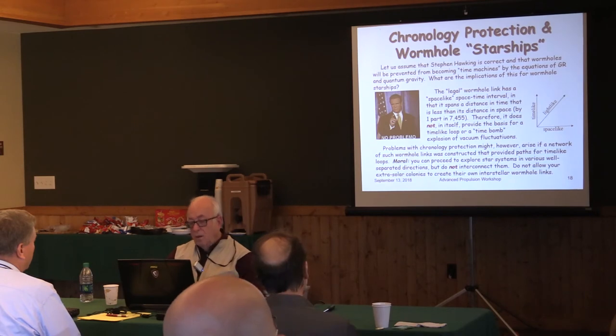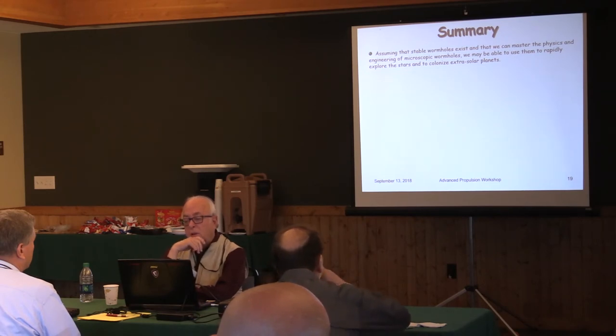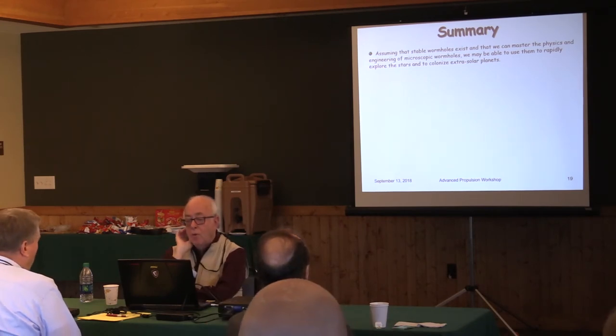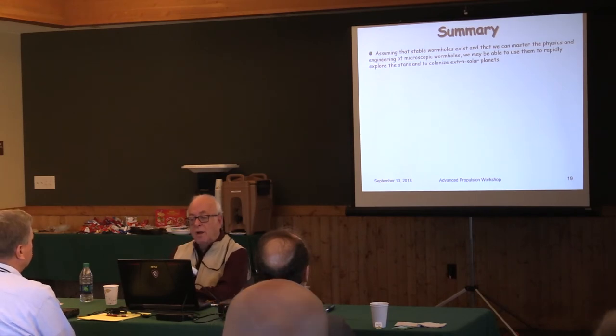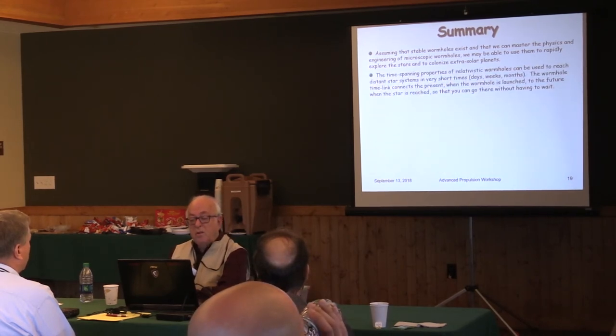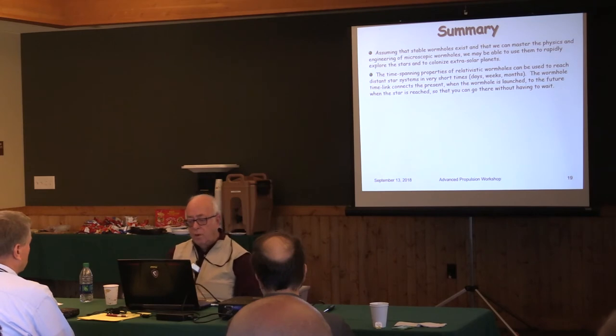Okay. So, in summary, assuming that stable wormholes exist and that we can master the physics and engineering of microscopic wormholes, we may be able to use them to rapidly explore the stars and colonize interesting extrasolar planets that have been turning up lately. The time-spanning properties of relativistic wormholes can be used to reach distant star systems in a very short time, on the order of days, weeks, and months. The wormhole time link connects the present, where the wormhole is launched, to the future where a star is reached, so that you can get there without having to wait until, at the speed of light, the object travels there.